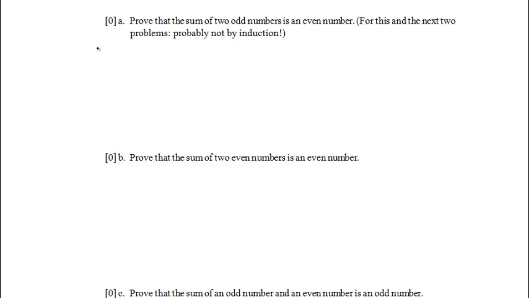So we're proving a universal, and we want to say, without loss of generality, let n1 and n2 be odd numbers. We don't know what odd numbers these are, but we want to show that the result is an even number. So what do we know about n1 and n2? What does it mean to be an odd number?